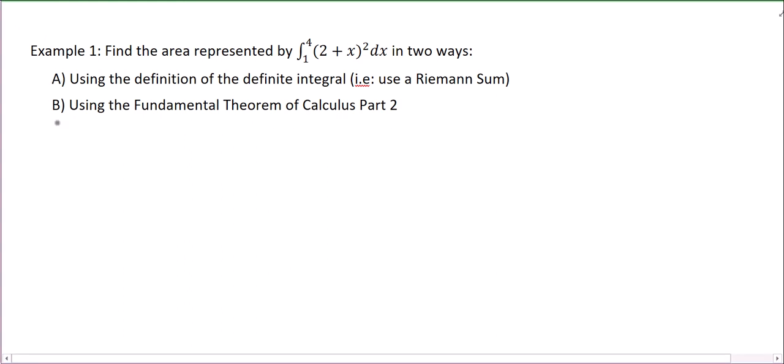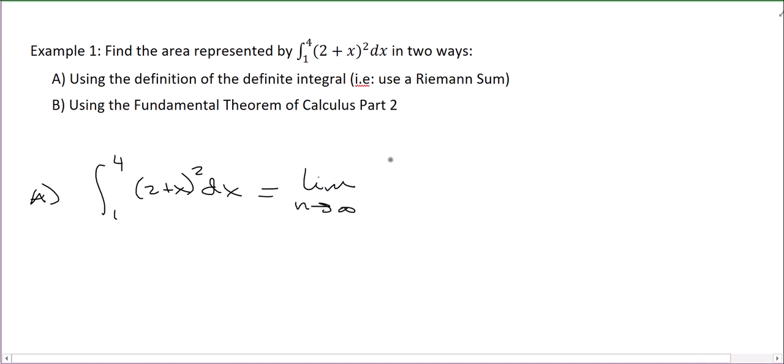Okay, so to find the area, using part A, I know that the integral from 1 to 4 of the quantity 2 plus x squared dx is equal to the limit as n goes to infinity of the summation i equals 1 to n of delta x times f of x i star. That's how we convert an integral to a Riemann sum. So what are some of the things that we need to find?